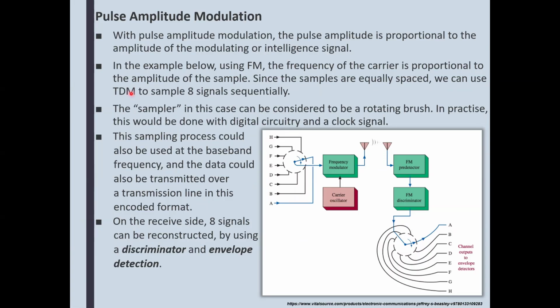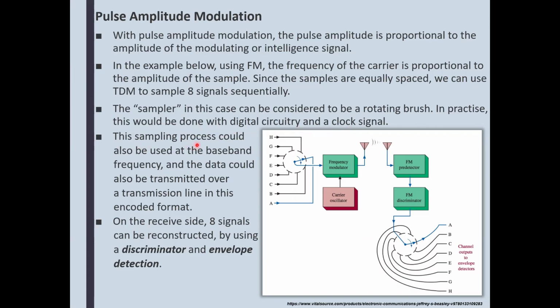All right, so what do we have here? Sampler. In this example below, FM, the frequency of the carrier is proportional to the amplitude of the sample. Since the samples are equally spaced, we can time division multiplex to sample 8 signals sequentially, which in this case would be pseudo simultaneously. The sampler in this case can be considered to be a rotating brush. In practice, this would be done with digital circuitry and the clock signal.